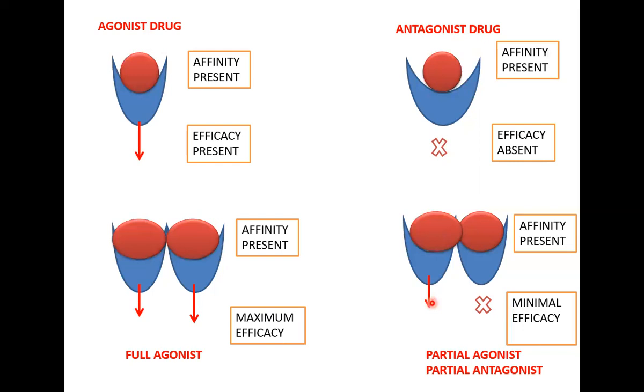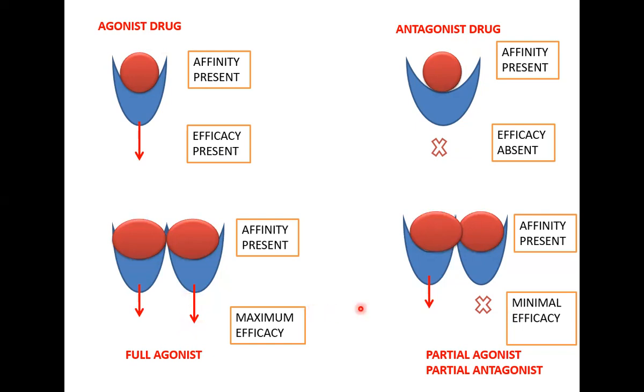Overview. Agonist drugs have affinity and cause intrinsic activity and cause an action. So there's affinity and there's efficacy. An antagonist drug is able to bind, so it has affinity, but is not able to cause any intrinsic activity because it's absent. Full agonist: the drug comes here and binds to both sides of the receptors, so there's affinity, and stimulates both sides of the receptors. It causes maximum efficacy and maximum intrinsic activity.